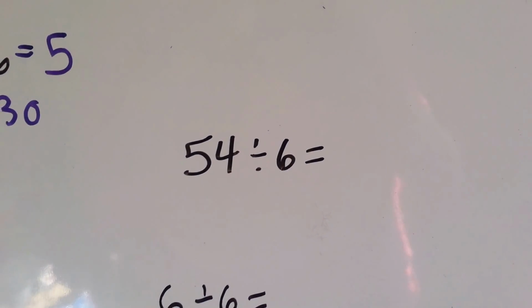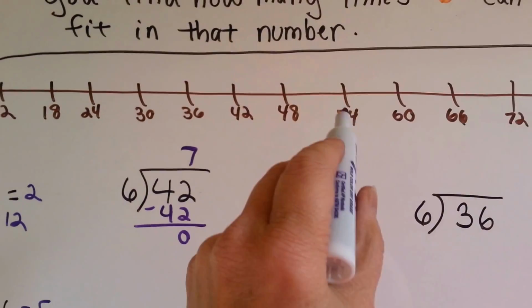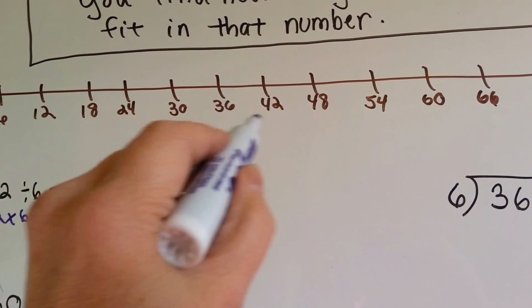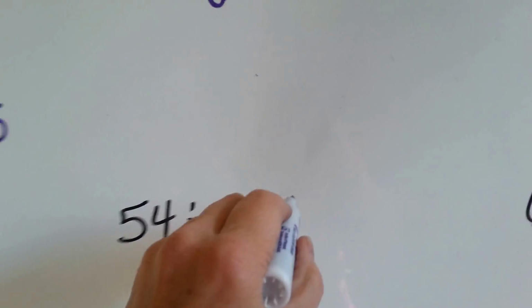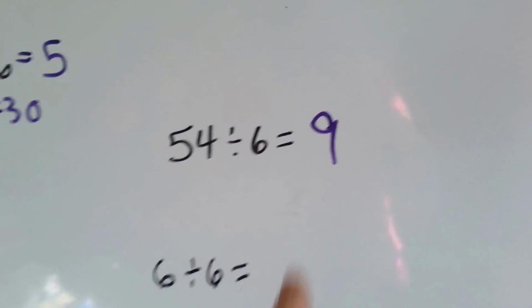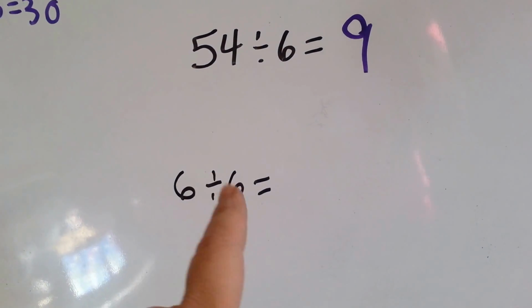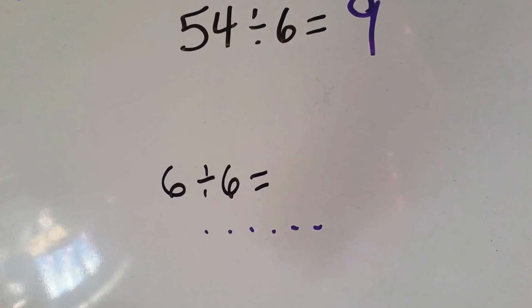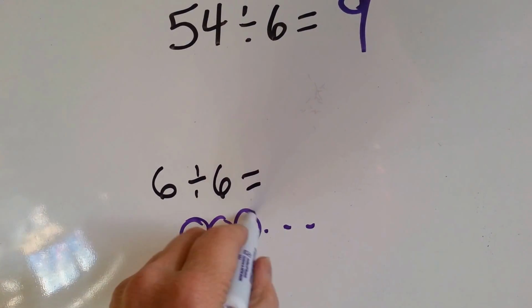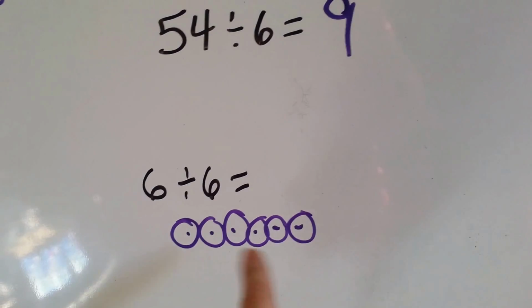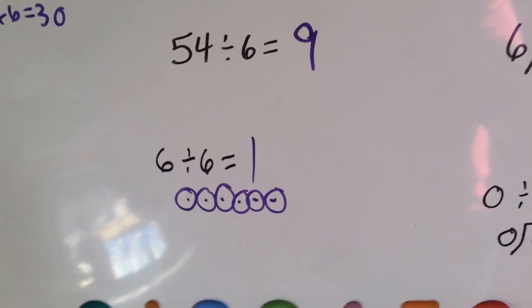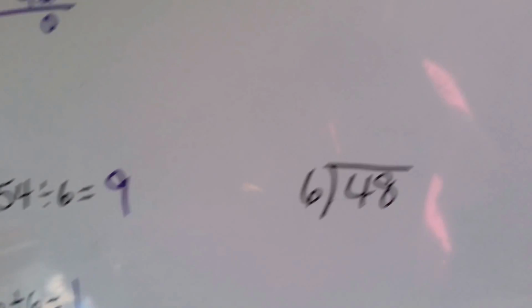54 divided by 6. Here's our 54. Let's skip count. 1, 2, 3, 4, 5, 6, 7, 8, 9. 54 divided by 6 is 9. What about 6 divided by 6? If you had 6 dots and you wanted to break them up into 6 groups, how many dots are in each group? 1. That's the identity property. Just like the identity property in multiplication.